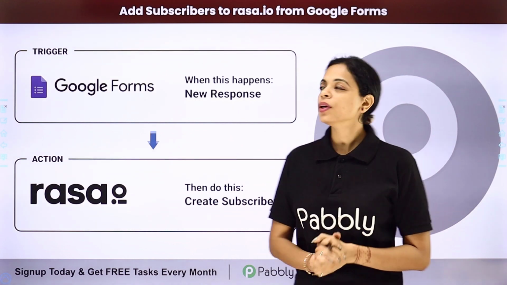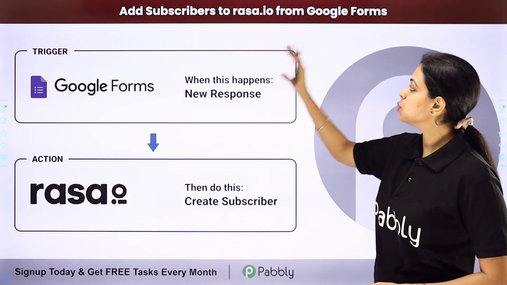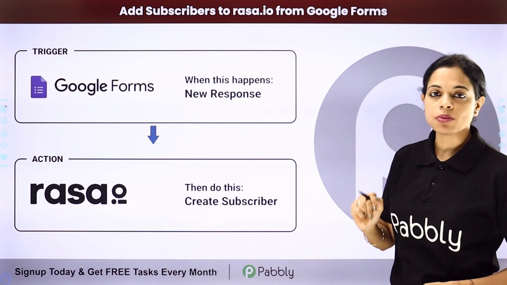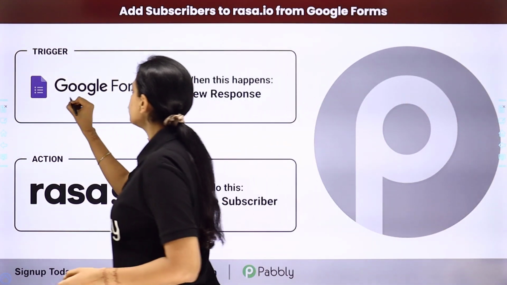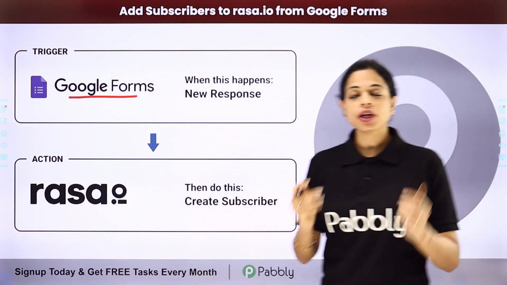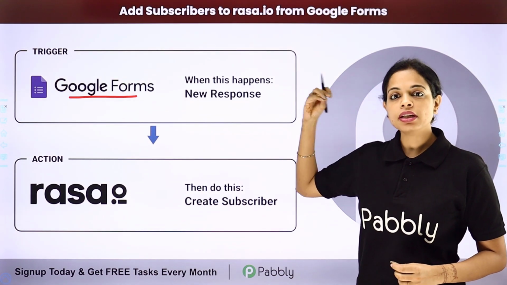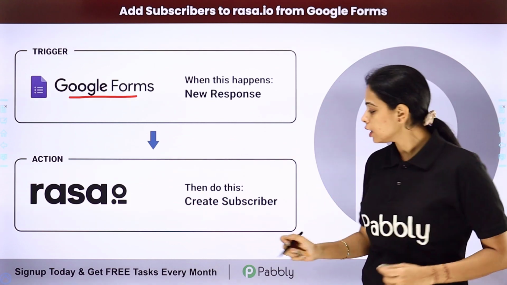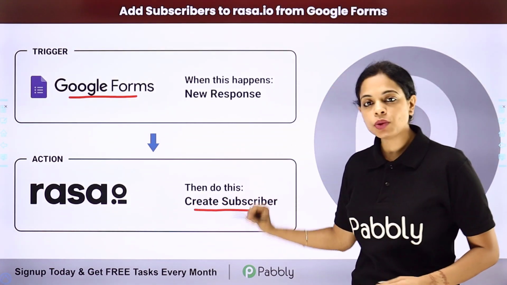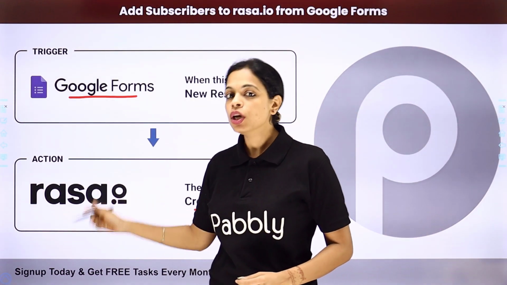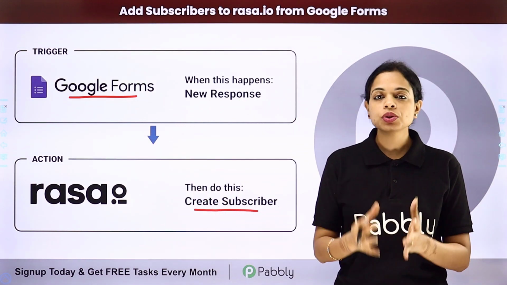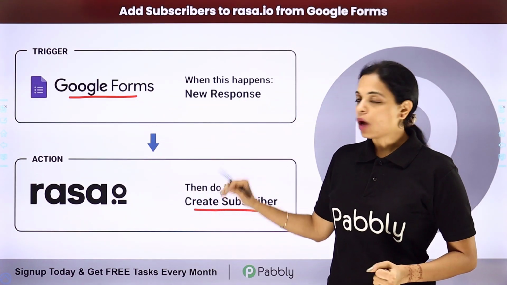In this video, we are going to see how to add subscribers to rasa.io from Google Forms. So let's say that you're using Google Forms as a form builder application where every time you have received a response, with the information that you have received, you want a new subscriber to be created in rasa.io, which is a personalized newsletter builder. Now, how can you do this?